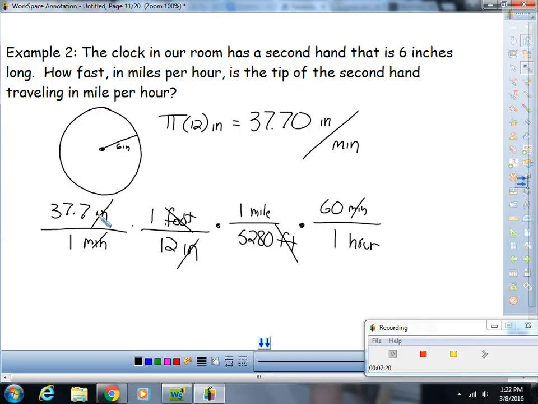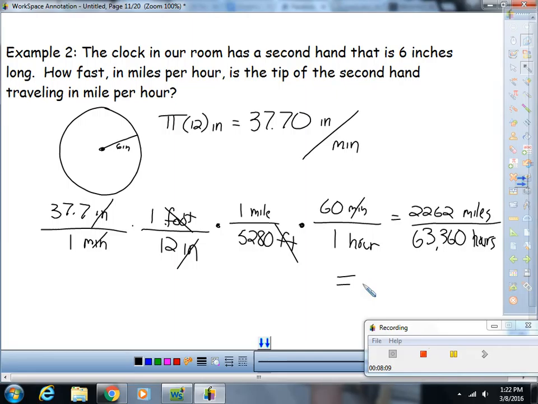Okay, you just multiply across the top. So 37.7 times 60 is about 2,262. And that's going to be, again, what do we have left? Miles in hours, we go 1 times 12 times 5280. And that's going to be 63,360 hours. So it's certainly not even close to being a mile per hour.